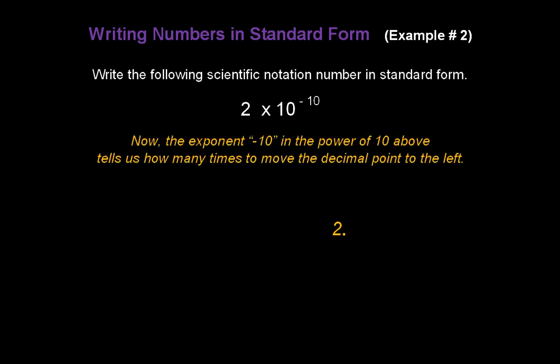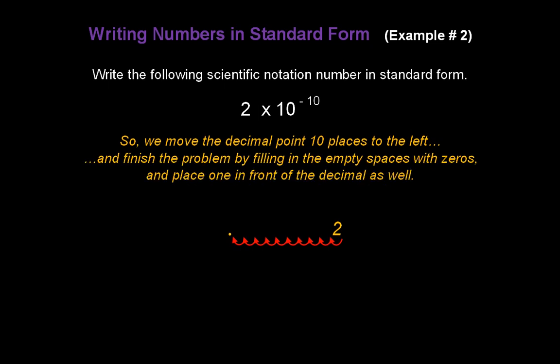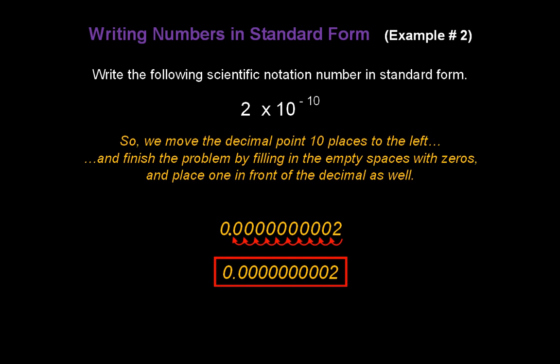Now the exponent negative 10 in the power of 10 above tells us how many times to move the decimal point to the left. So we move the decimal point 10 places left. 1, 2, 3, 4, 5, 6, 7, 8, 9, and 10. And finish the problem by filling in the empty spaces with zeros, and don't forget to place a 0 in front of the decimal as well. If we don't have any numbers to the left of the decimal, we should always put in a 0 for clarification. And the answer is 0.000000002.